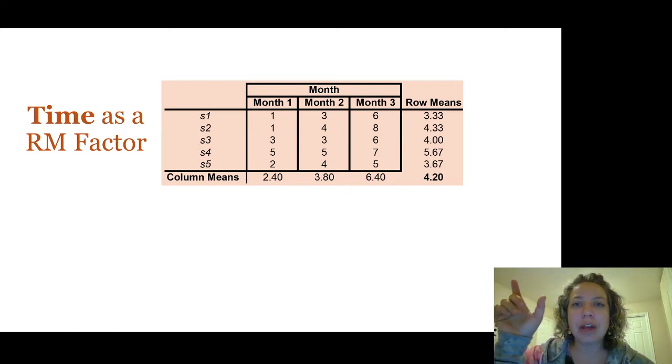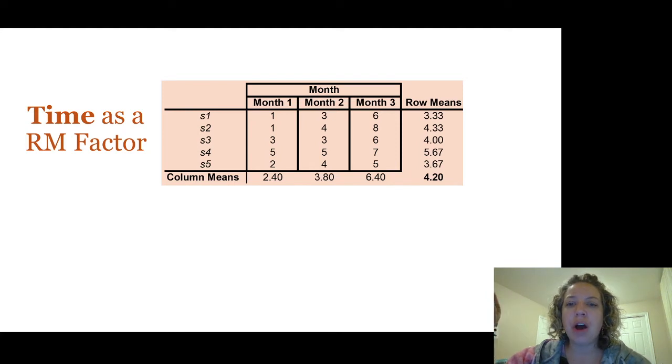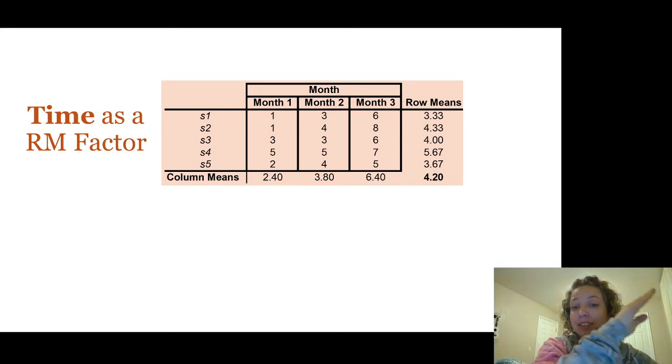And then in the columns, we have their score for month 1, month 2, and month 3. So if we look at the first person, their scores go from 1 to 3 to 6. They're increasing. The second person goes 1 to 4 to 8. Ooh, they're increasing even more. But the third person goes 3, 3, and then 6.